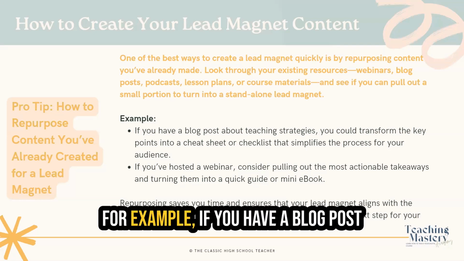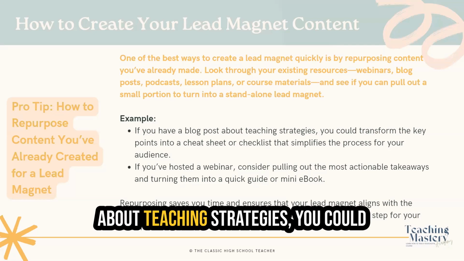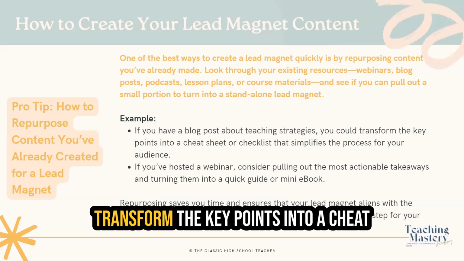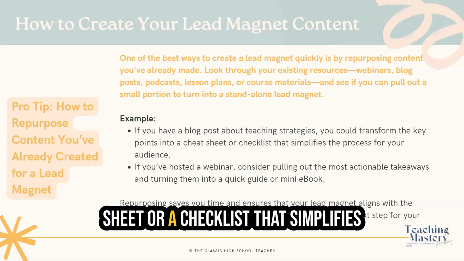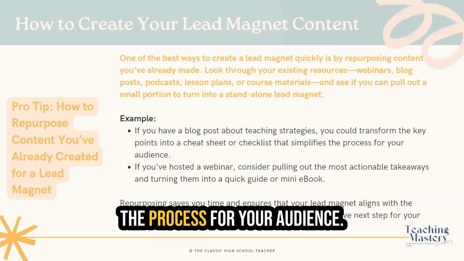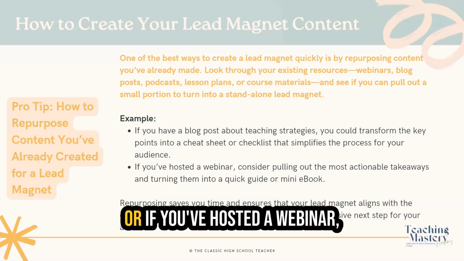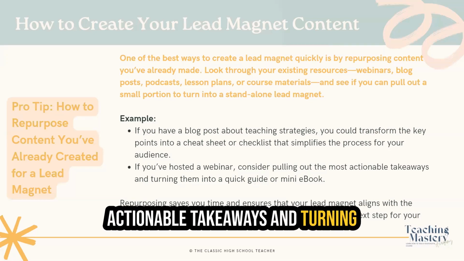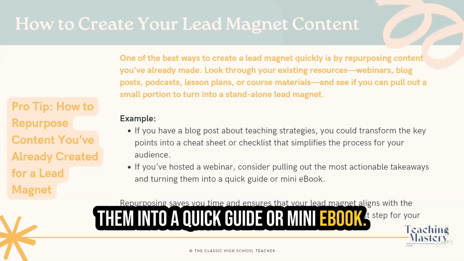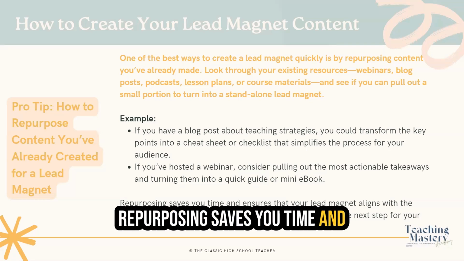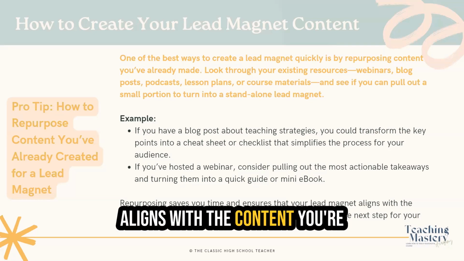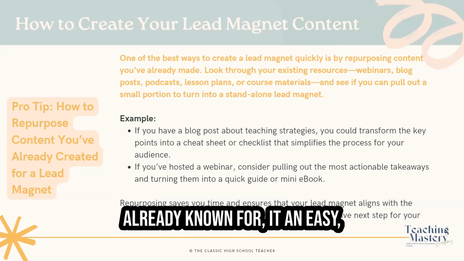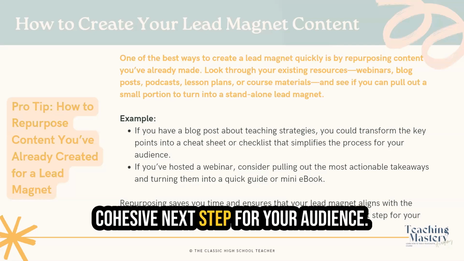For example, if you have a blog post about teaching strategies, you could transform the key points into a cheat sheet or a checklist that simplifies the process for your audience. Or if you've hosted a webinar, consider pulling out the most actionable takeaways and turning them into a quick guide or a mini ebook. Repurposing saves you time and ensures that your lead magnet aligns with the content you're already known for, making it an easy, cohesive next step for your audience.